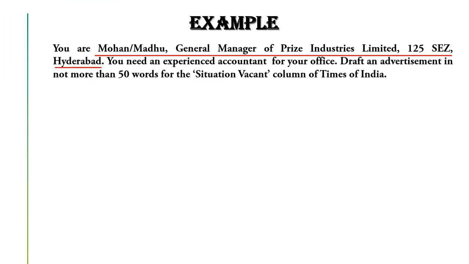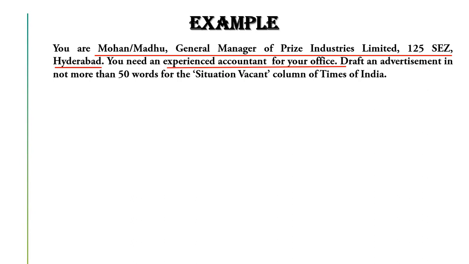Let's look at one more example, shall we? The next example is about you are Mohan Madhu, General Manager of Price Industries Limited, 125 SEZ, Hyderabad. You need an experienced accountant for your office. Draft an advertisement in not more than 50 words for the situation vacant column of Times of India. So, you are Mohan Madhu. So the name is given. You're the one who is sending the advertisement. What's your designation? General Manager. Company, Price Industries Limited. Address mentioned there. Who do you want? You want an experienced accountant for your office.